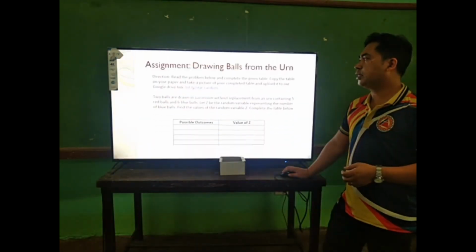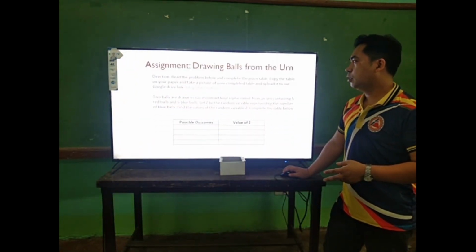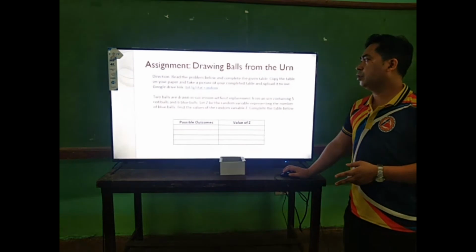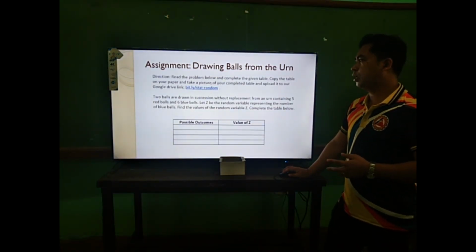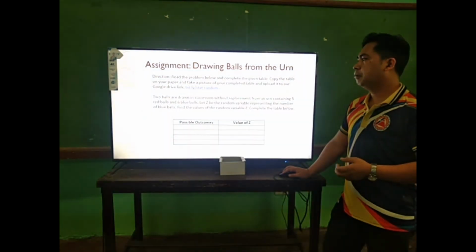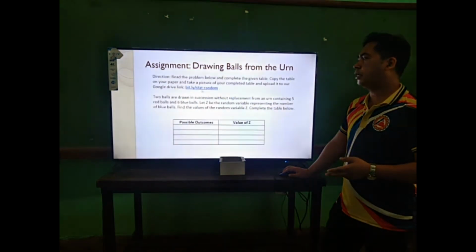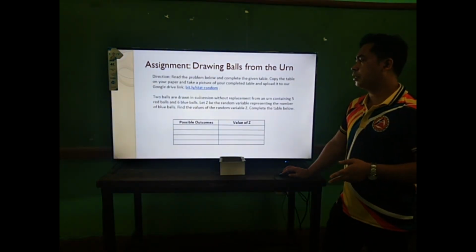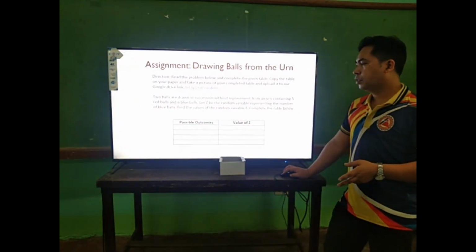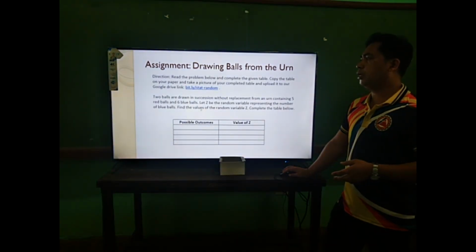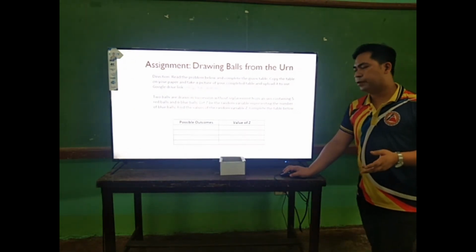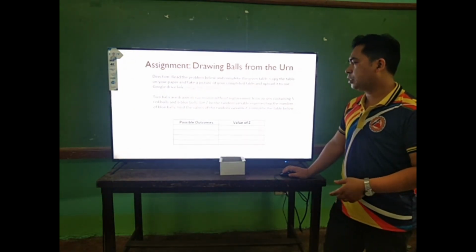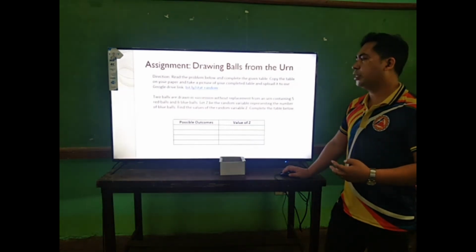For your assignment, this is an activity called drawing balls from the urn. You are given the problem on this link, bit.ly/stat-random. You can open this link and answer it online, or you can also answer it on a piece of paper. Take a picture of your completed table for the possible values of the given random variable.